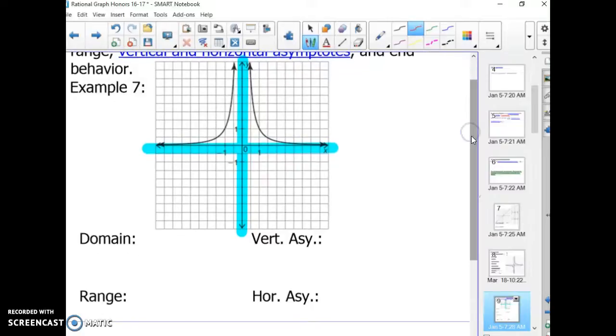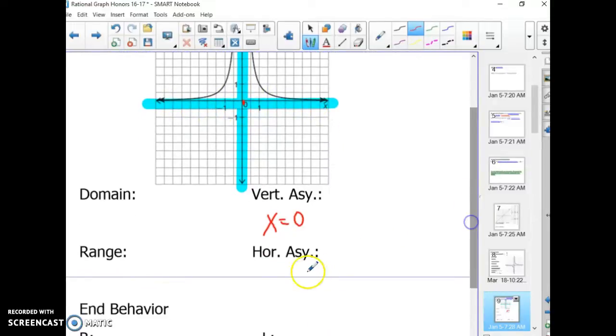So my vertical asymptote right here, x is equal to 0, right? Because that's what that is. So now I think about my horizontal. Horizontal are my y values. Y is equal to 0.